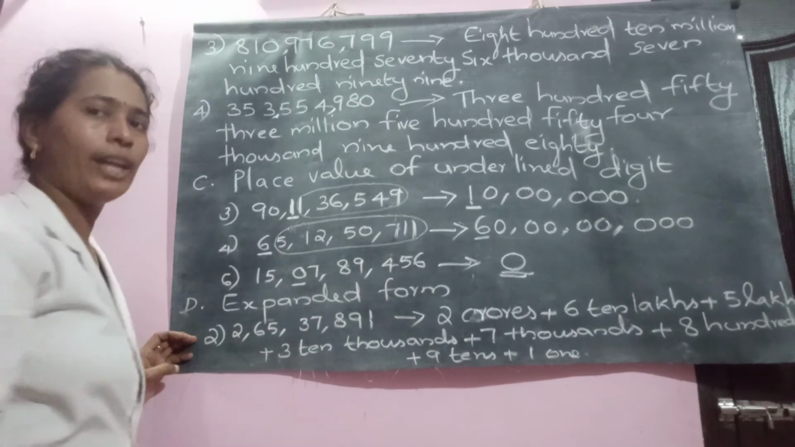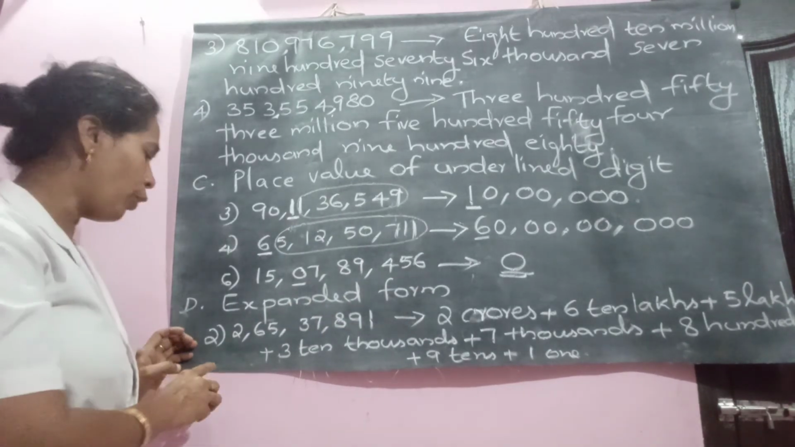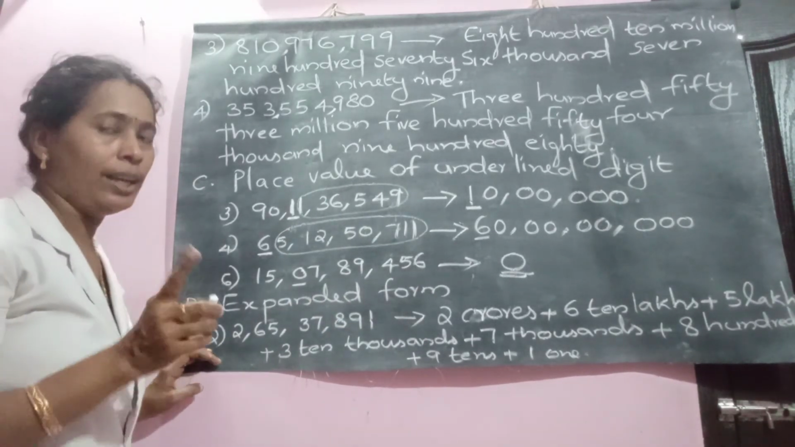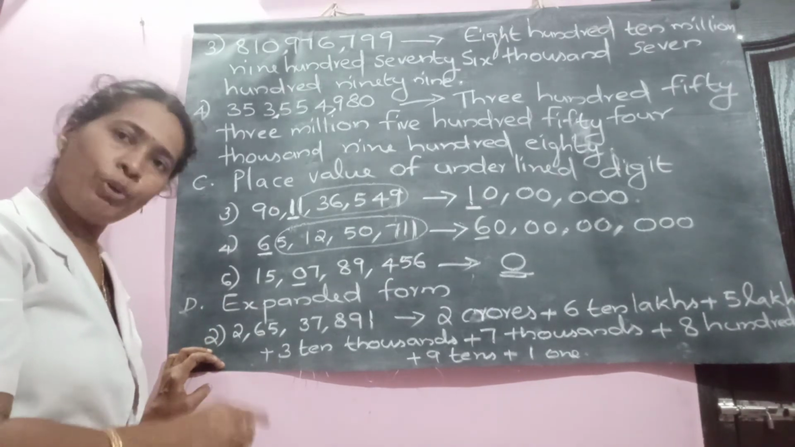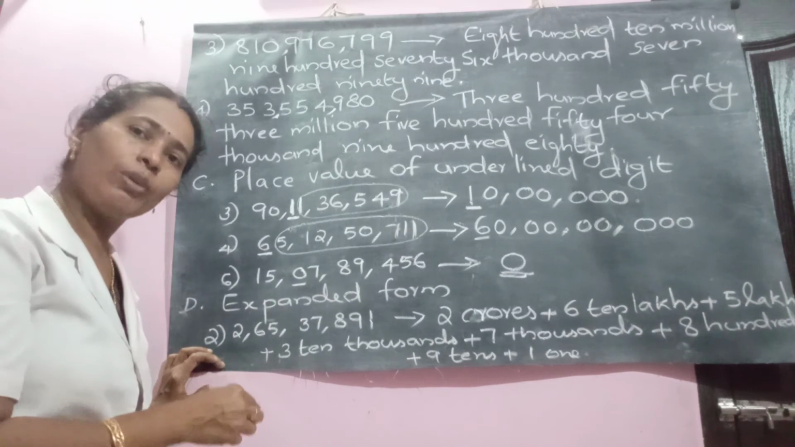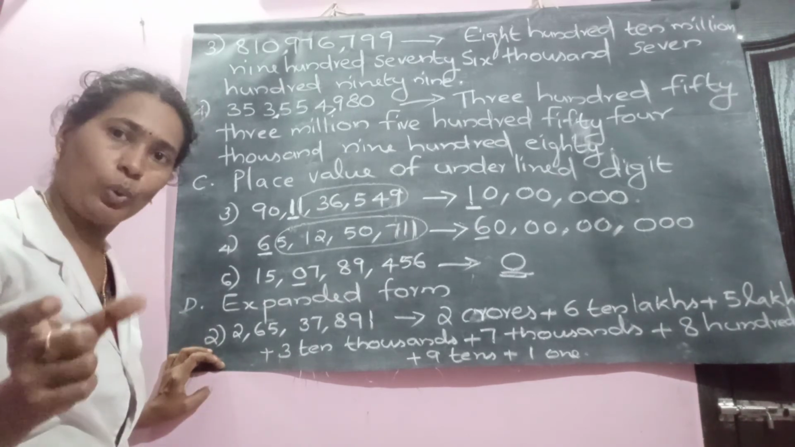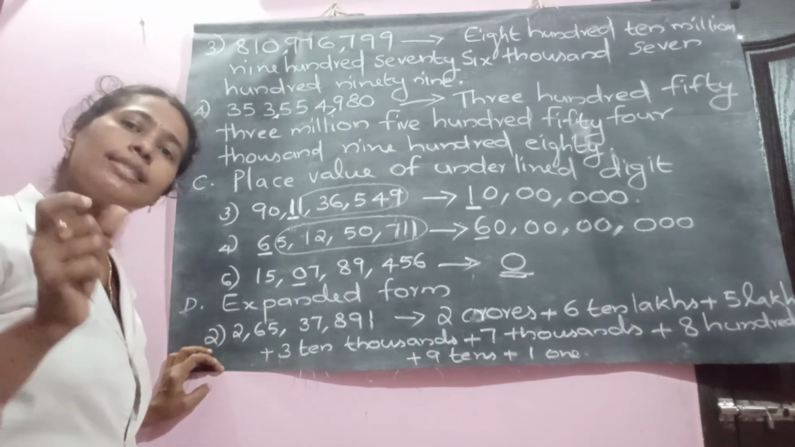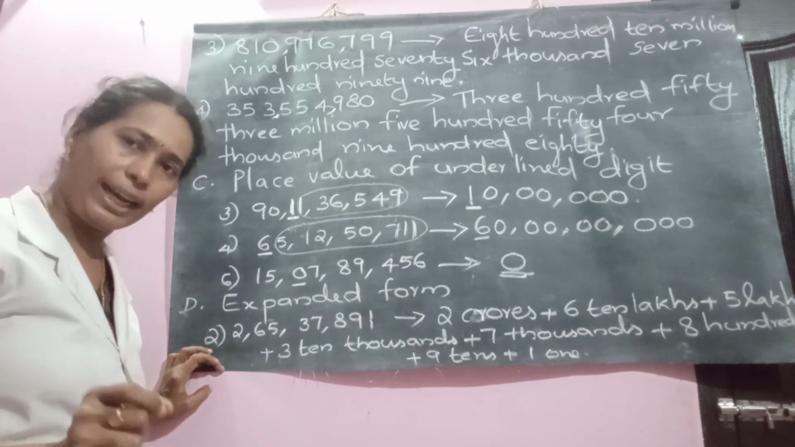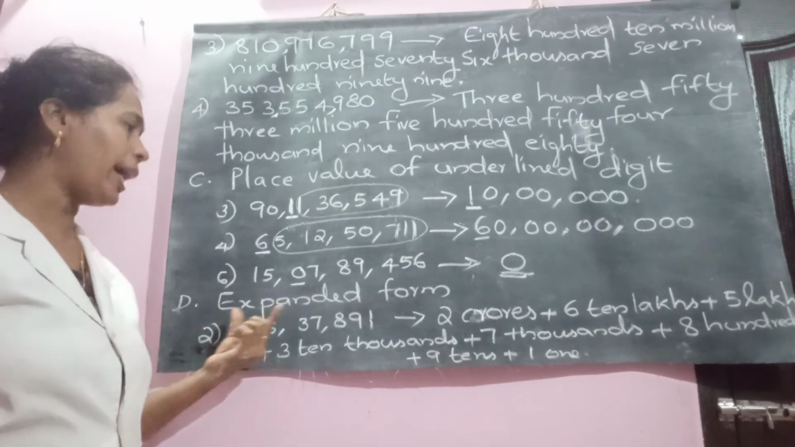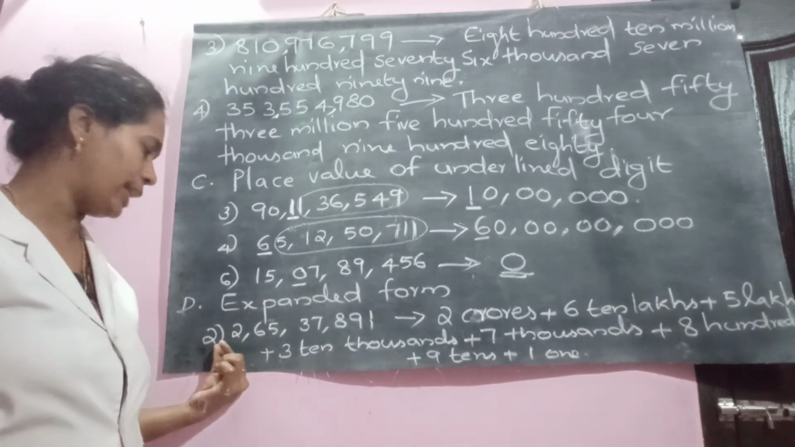Expanded form of the following. Expanded form, the teacher is doing only one question. Remaining questions you have to do yourself. The teacher doesn't have space. That's fine. If you feel doubt, you can ask me. Remaining questions the teacher will send you through photos, because those are all successor, predecessor, etc. It is very easy for you to answer. So, expanded form, the teacher is doing the second one.